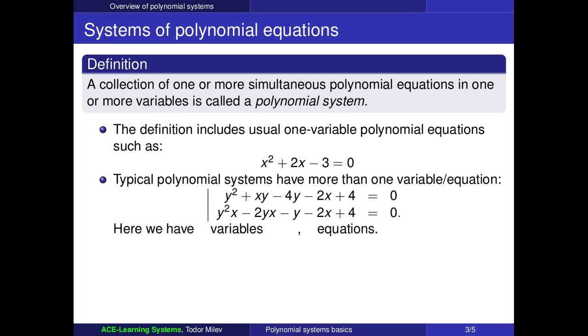Okay, so we said that this polynomial system has more than one variable and more than one equation. How many variables do you see and how many equations do you see? Well, I'm sure you saw two equations and you hopefully saw also two variables, namely the variables x and y.